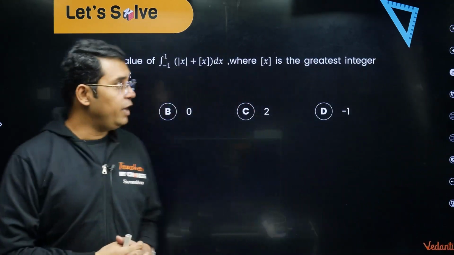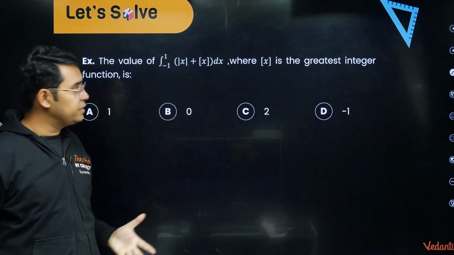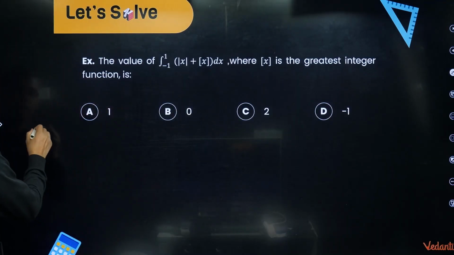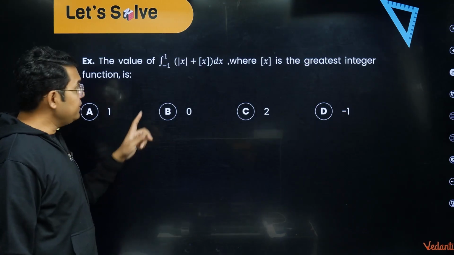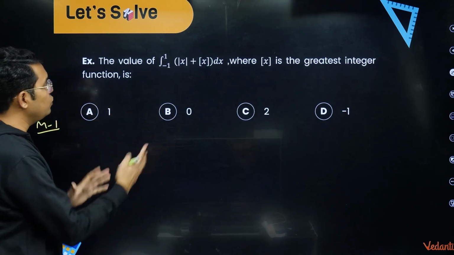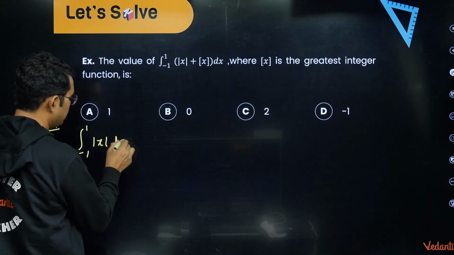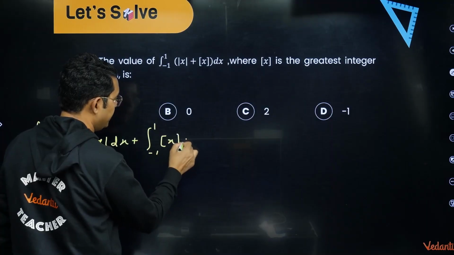Now in this question we are given the integral from minus 1 to 1 of mod x plus greatest integer x dx. Again here I can give you multiple methods. Let's start with one method first. The first method is that I split these two: minus 1 to 1 mod x dx plus minus 1 to 1 greatest integer x dx.